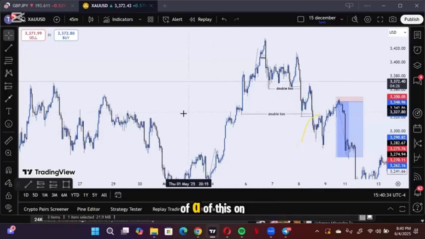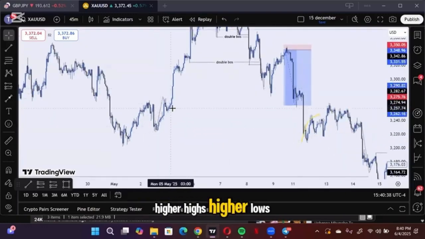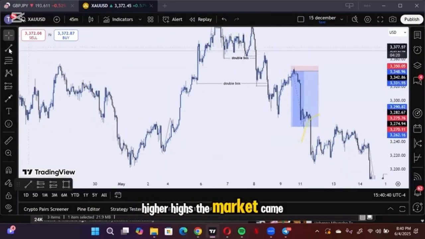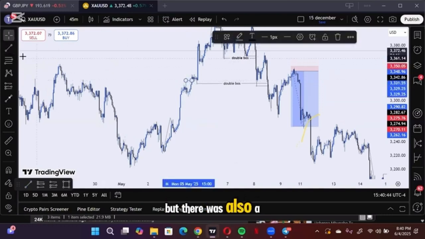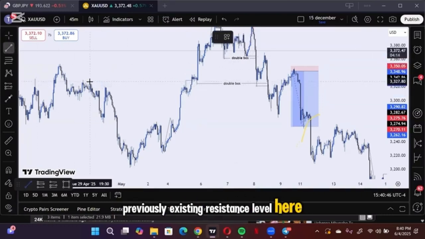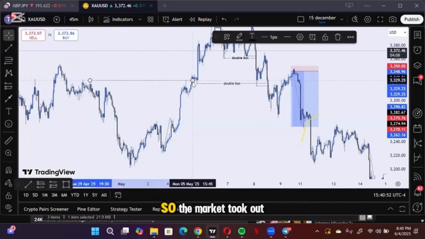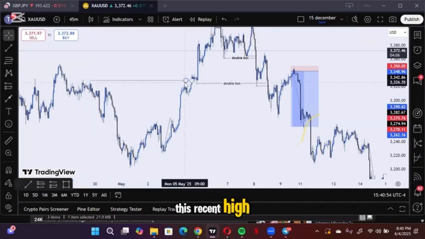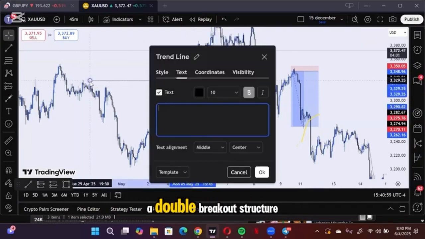Okay, this is an example of this on a buy scenario. You can see a previous uptrend: higher highs, higher lows, higher highs. The market came here. This was the last high in the market, but there was also a previously existing resistance level here. All these are resistance zones, but the last one you can see is here, this previously existing resistance. So the market took out this recent high, and it also took out this previous existing resistance. This is what you call a double breakout structure.